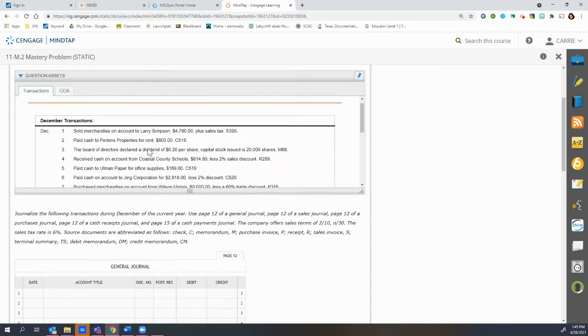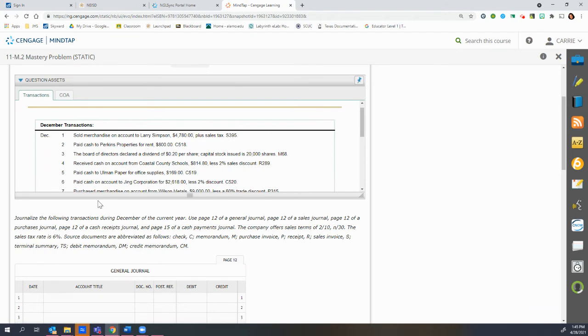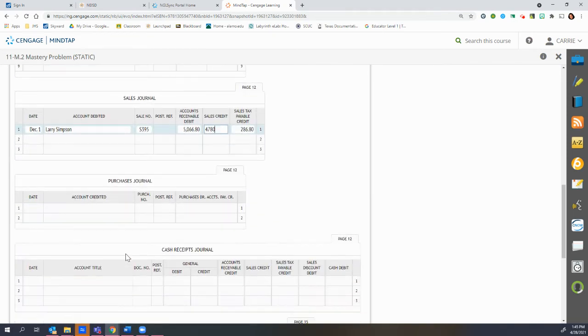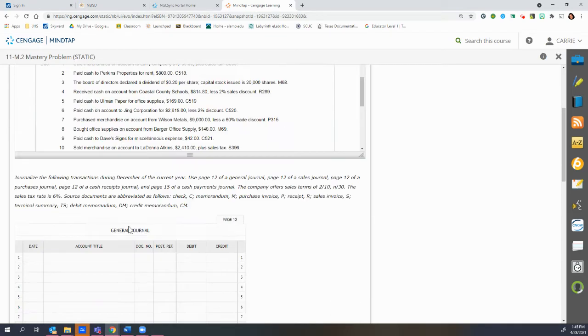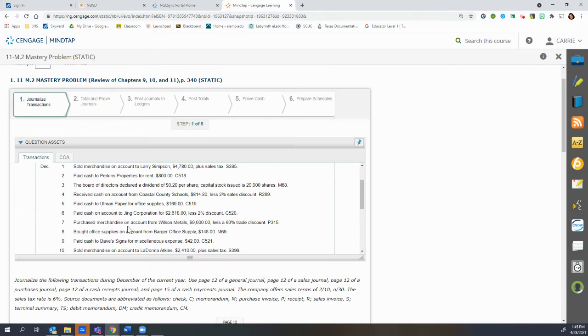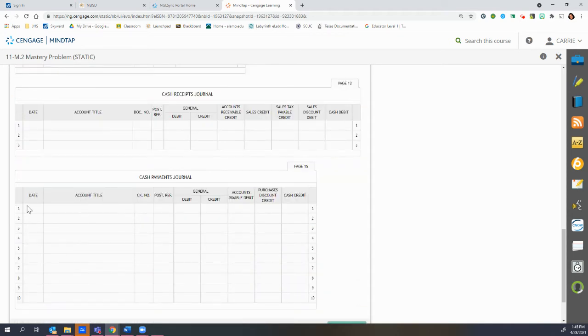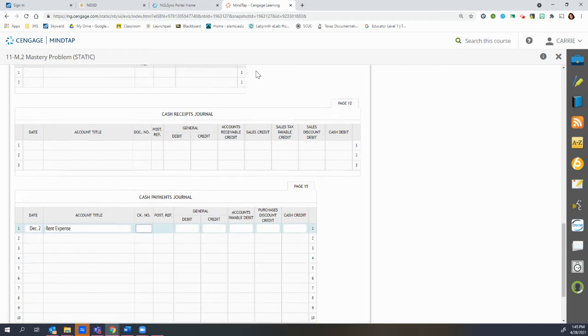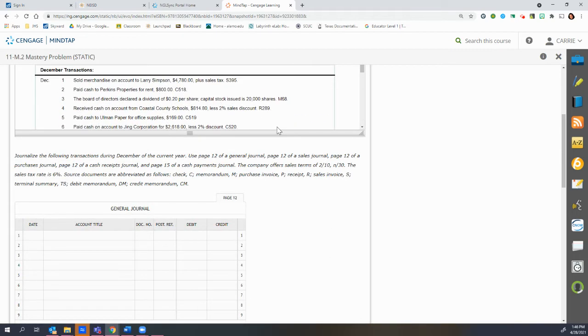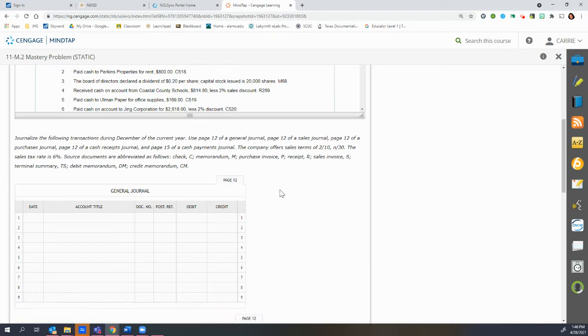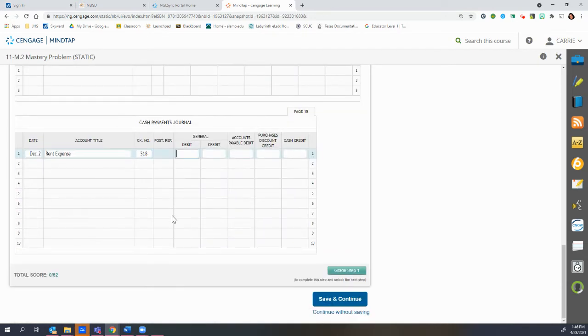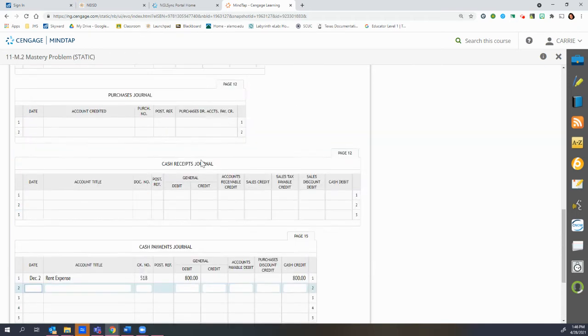Okay, that's number one. Number two, we paid cash to Perkins Properties for rent. So we need to find the cash payments journal. Yes. $800 on the second. Oh, is it December? Yeah. $800, check number 518, $800, and then credit to cash $800. Okay.